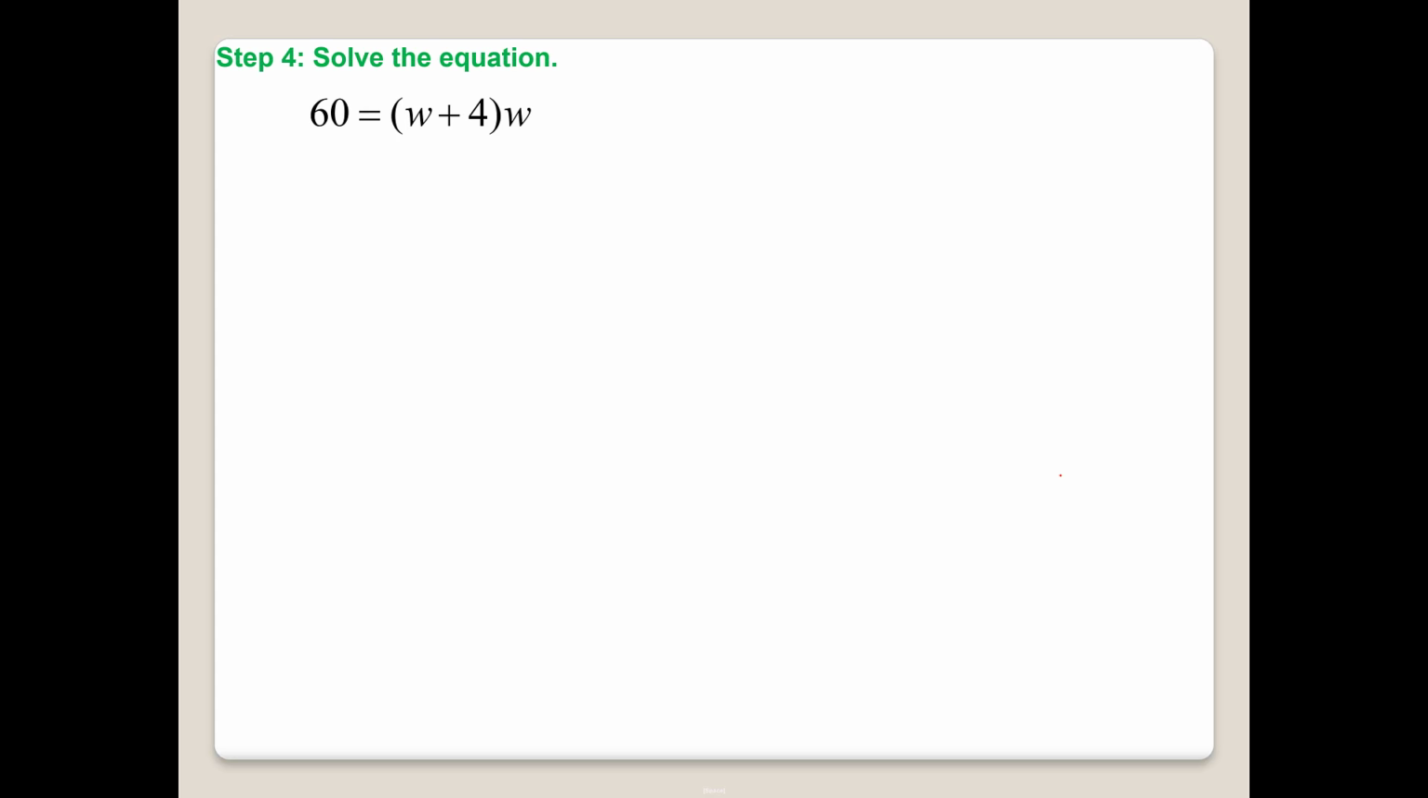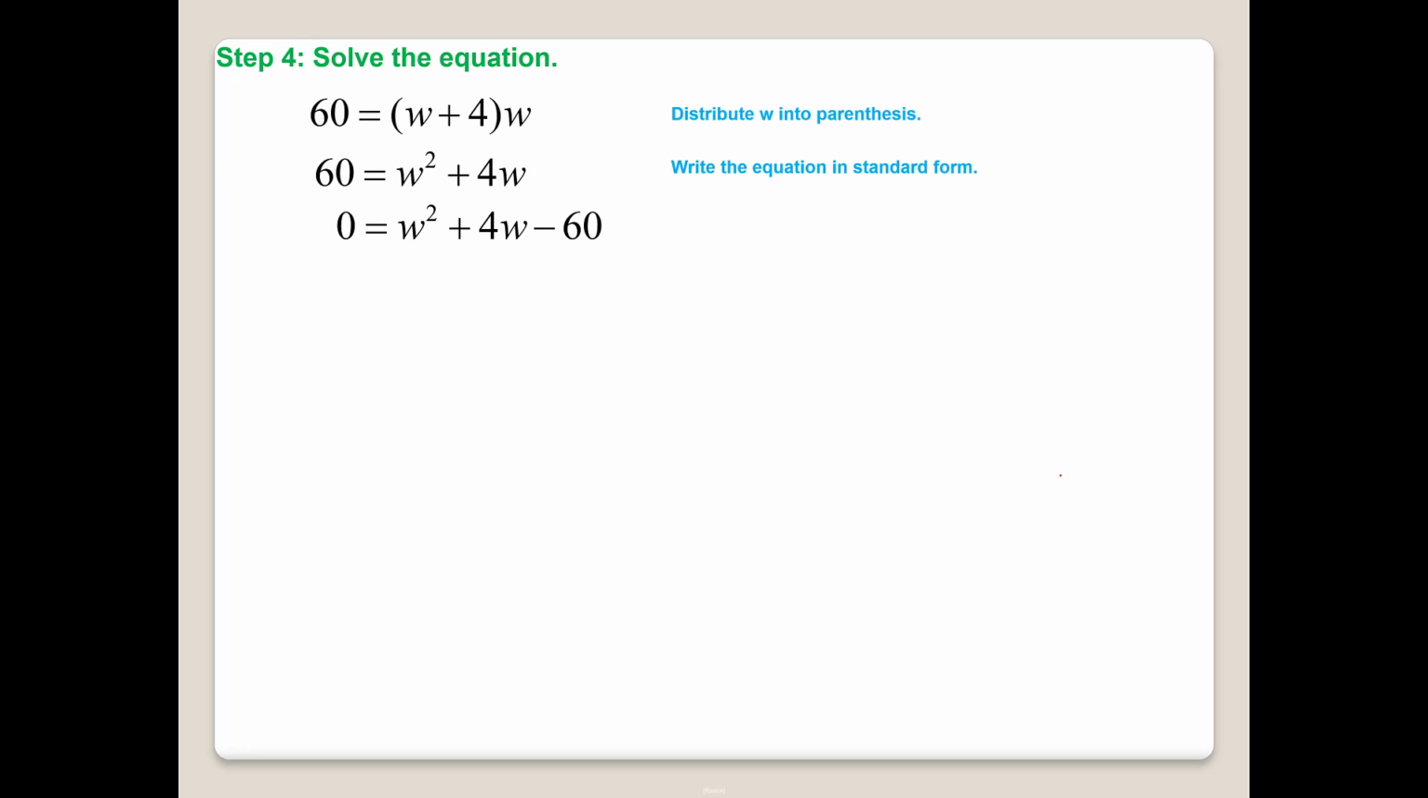So let's solve the equation. We got 60 equals W plus 4 times W. Distribute that W into the parentheses, where we get 60 equals W squared plus 4W. Then we need to write the equation in standard form, which remember is AX squared plus BX plus C. So let's do that. We got 0 equals A, W squared, plus B, which is 4W, minus C, which is 60.